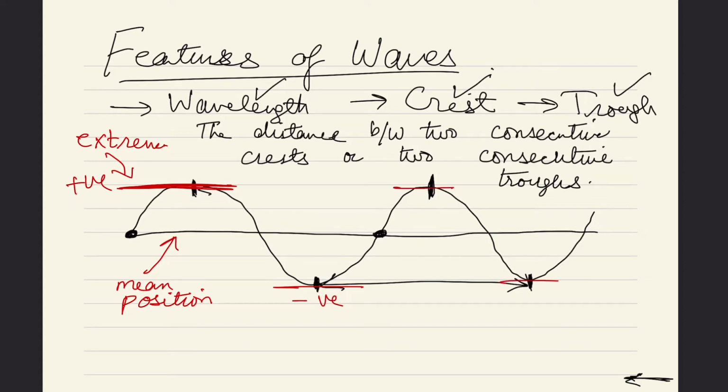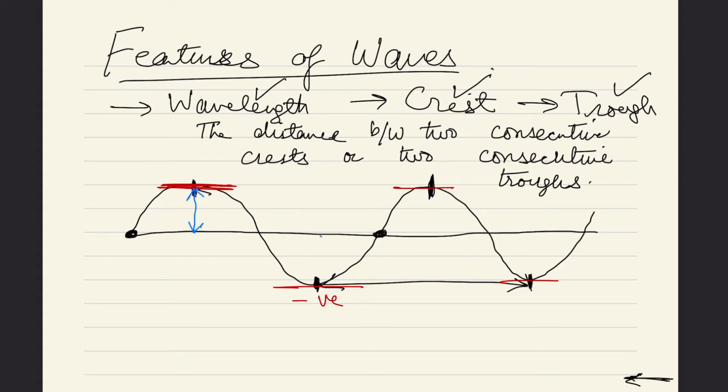Positive extreme, negative extreme. Now amplitude is the distance between the positive extreme and the negative extreme. So we can say that the distance from the mean position to any of the extreme positions is the amplitude. So these blue lines are representing the amplitude. So that's the amplitude of the wave.